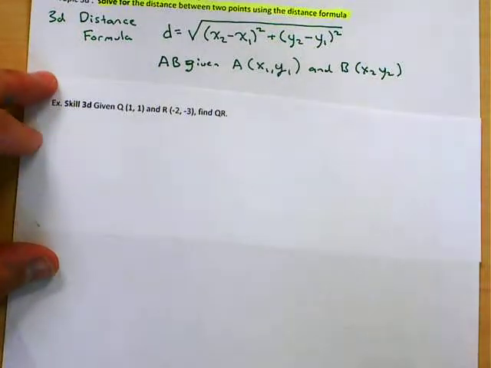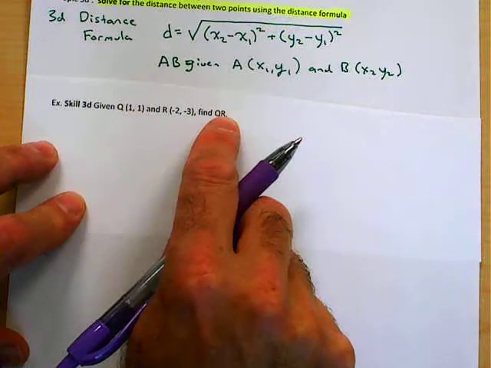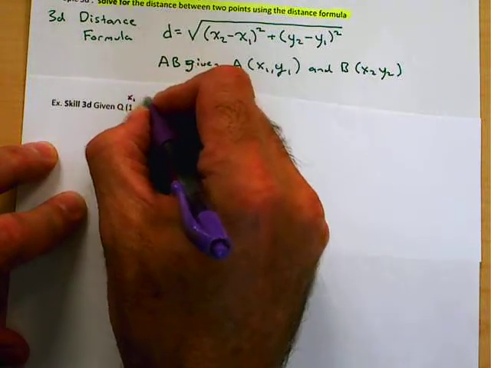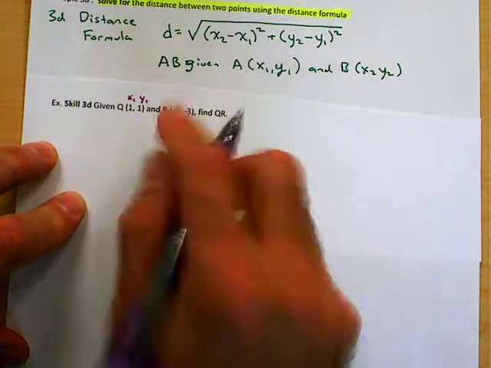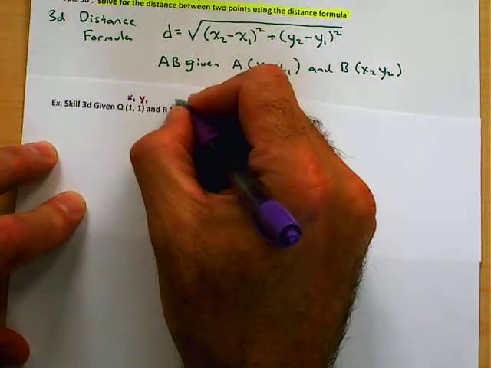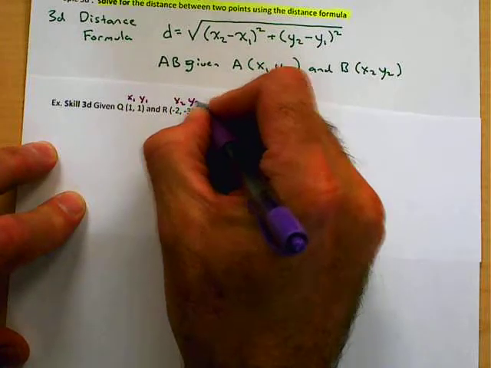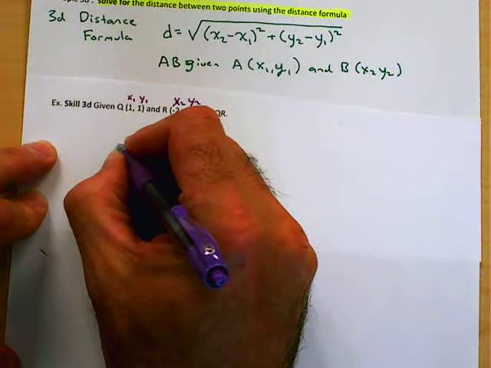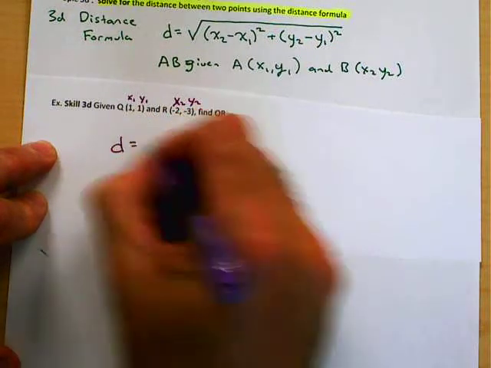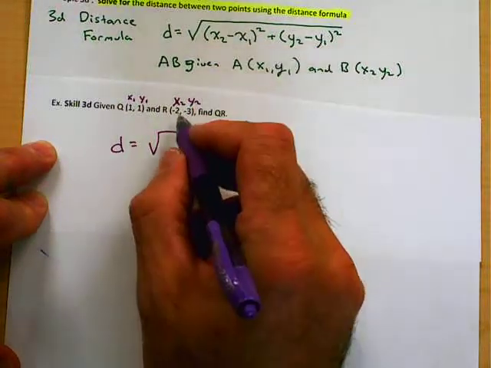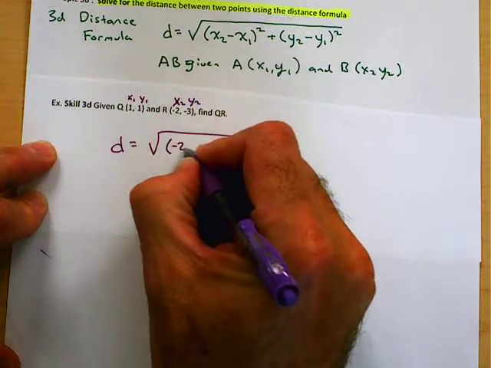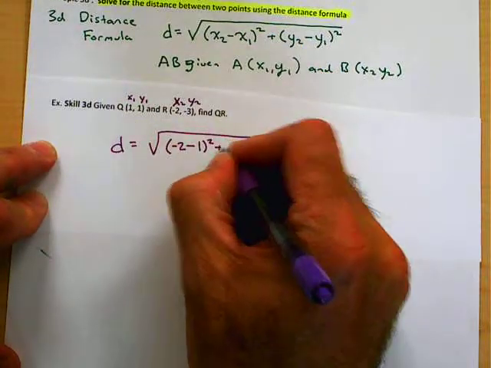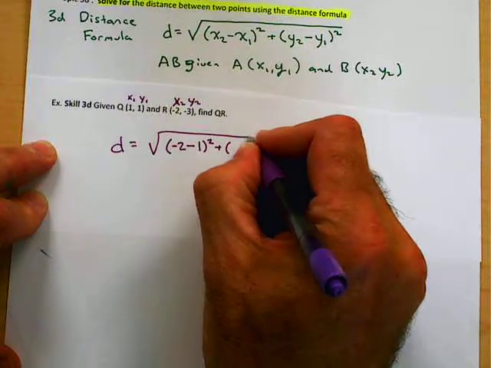Knowing that, now if we want to find QR, let's name Q's coordinates x sub 1, y sub 1. And the other point R, we're going to name x sub 2, y sub 2. Now we plug them back into the distance formula, the square root of x sub 2. Well, x sub 2 is negative 2, minus x sub 1, well, x sub 1 is 1. We square that, add it, open up another parenthesis.